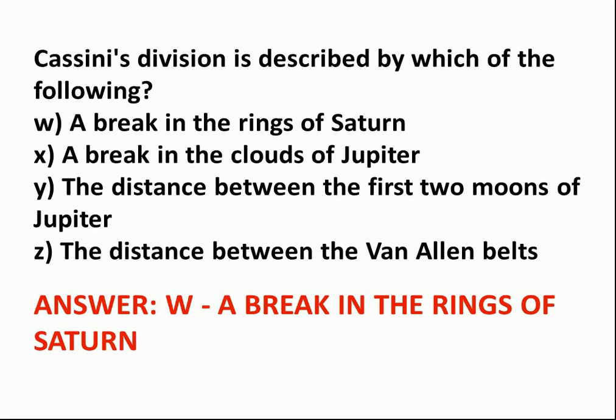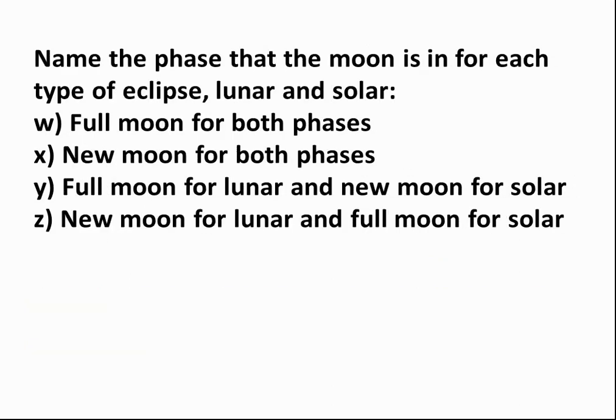Answer: W. A break in the rings of Saturn. Name the phase that the Moon is in for each type of eclipse, lunar and solar. W. Full moon for both phases. X. New moon for both phases. Y. Full moon for lunar and new moon for solar. Z. New moon for lunar and full moon for solar.